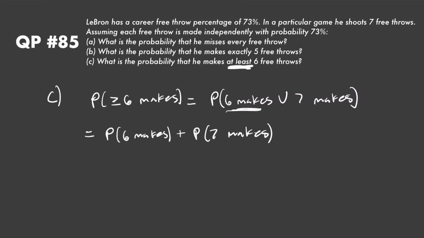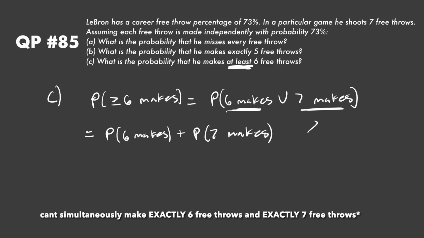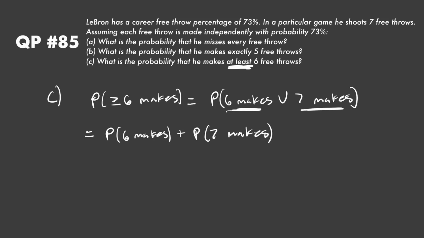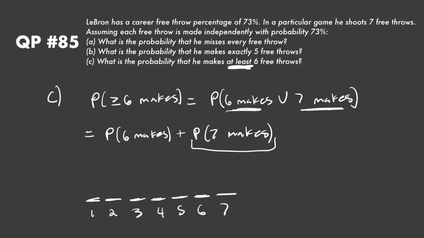Now obviously these 2 events right here are mutually exclusive because you can't simultaneously make 6 free throws and make 7 free throws. So when you do inclusion exclusion, there's going to be no term to subtract off here for the intersection. Now first, for the probability that he has 7 makes, well obviously there's only one way that he could make all 7 shots.